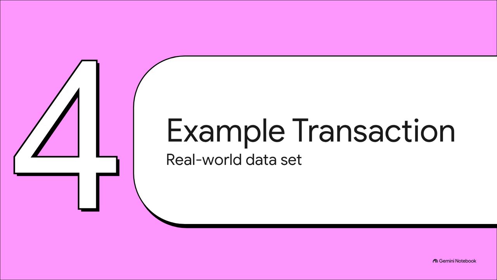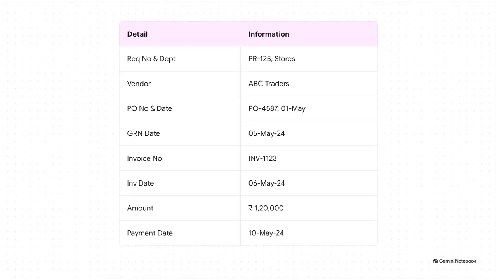Let's look at how this plays out in Section 4, an example purchase transaction. To ground this in reality, here's a look at a textbook perfectly executed transaction. It's a chronological timeline showing a three-way match in action. We've got a requisition from the stores department that turns into a PO on May 1st. The goods arrive a few days later on the 5th, the invoice hits on the 6th, and the bank transfer clears on the 10th. It's a completely clean 10-day cycle with zero gaps and all the documentation lining up perfectly.